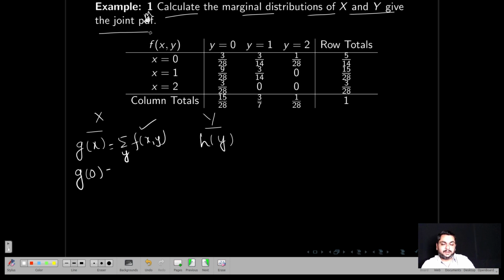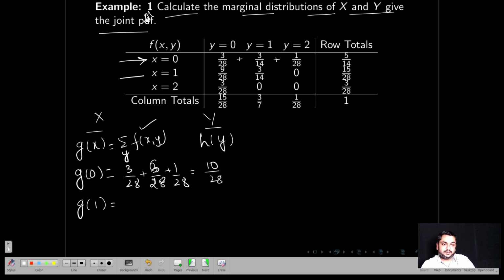This is the joint PDF, PMF. Now, when g of 0, what does that mean? X equal to 0. You fix these rows and then add all these column values. So g of 0 is 3 by 28 plus 3 by 14 plus 1 by 28. So we'll get some answer. We make it as 6 by 28. So the answer will be 10 by 28. Similarly, g of 1.